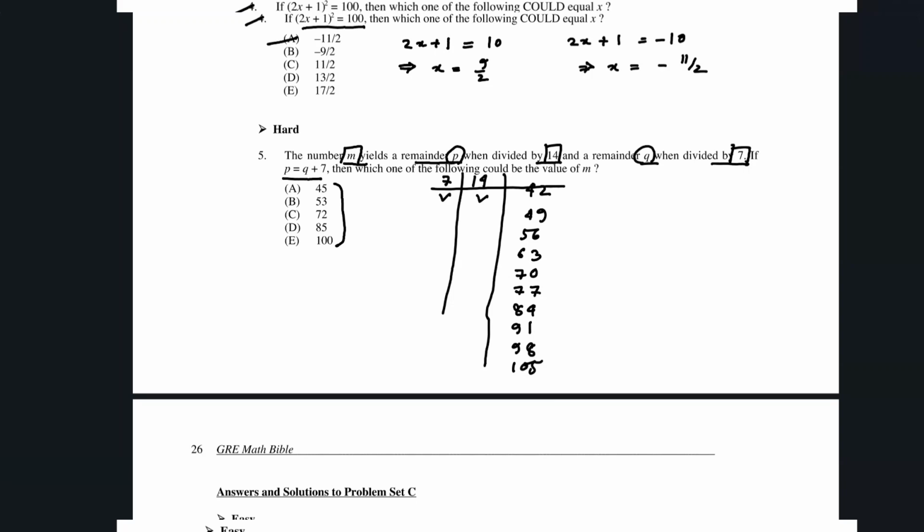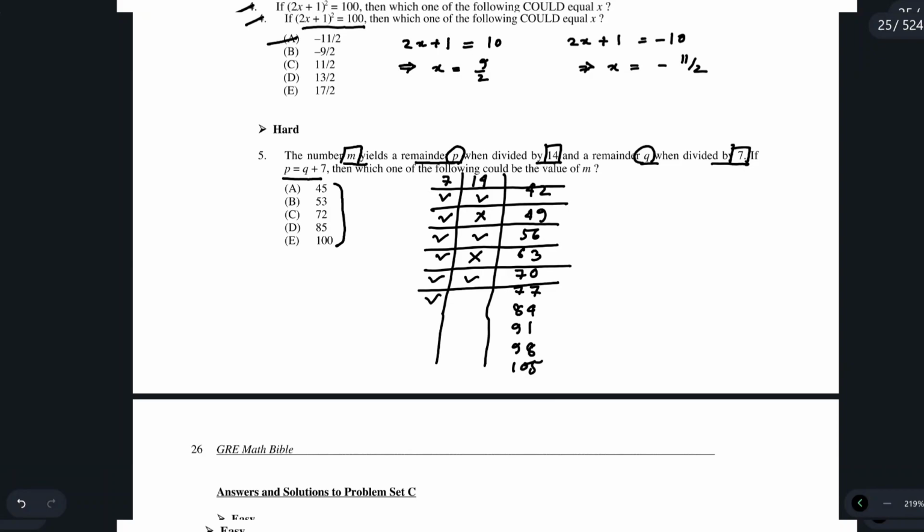So both 7 and 14 go into 42. 7 goes into 49, but 14 doesn't. Here, both terms go into 56. Only 7 goes into 63. Both terms go into 70. Only 7 goes into 77. Again, this should go on.